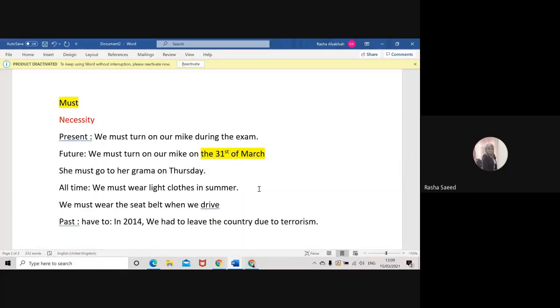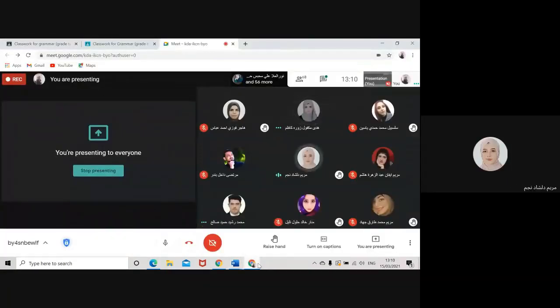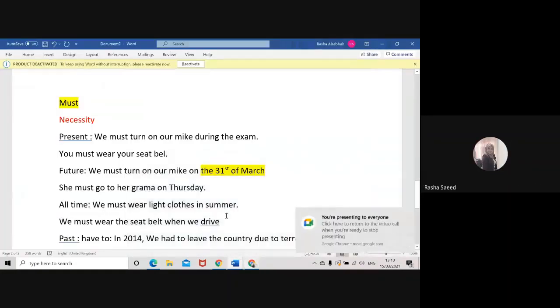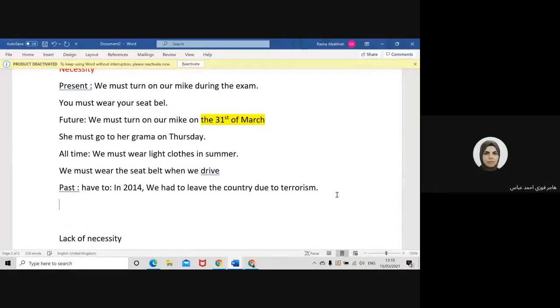Or for instance, your sister is driving now, and she's not wearing her seatbelt. You would say, you must wear your seatbelt now. Okay. Who wanted to give an example? Okay, Hajar. In 2019, in the past, people had to stay at home due to the pandemic.